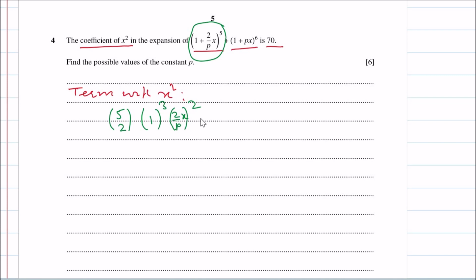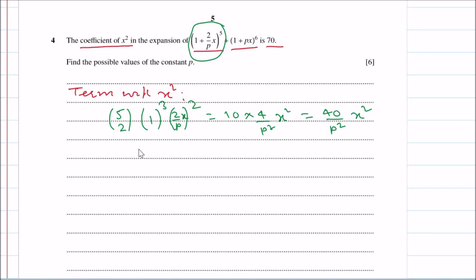So now we got this, we just need to simplify. And if we simplify, we get 5c2 is 10. 1 times 1 cube is 1, and 2 square is 4 by p square, and here x square comes, right? So that means we got 40 by p square x square.